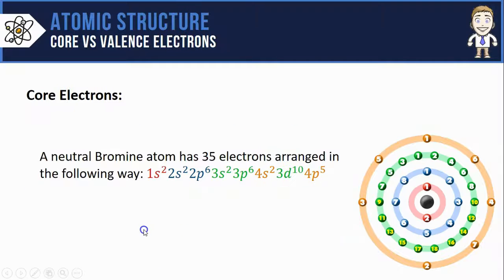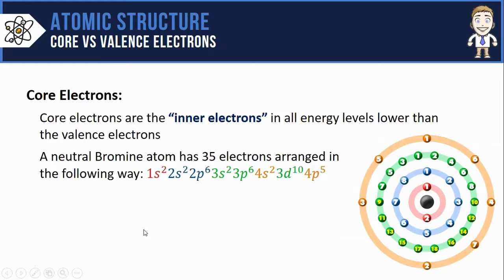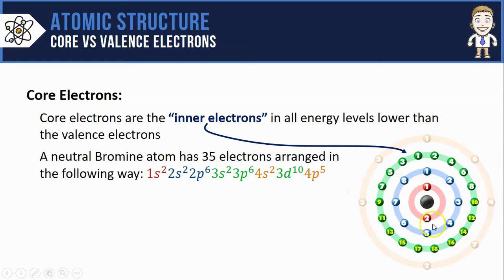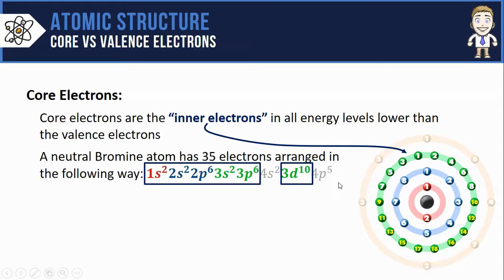Let's switch now to the core electrons. These are, of course, the inner electrons in all the energy levels lower than the valence. Here on bromine, since my outer energy level has the valence electrons, that means the core electrons are everything inside that. And it works the same way on the configuration. We already identified the 4s2 and the 4p5 as the valence electrons, so the core electrons are everything in the first, second, and third energy levels.